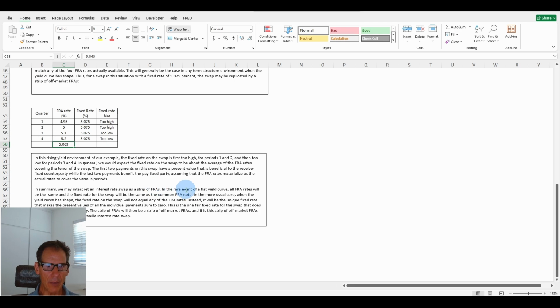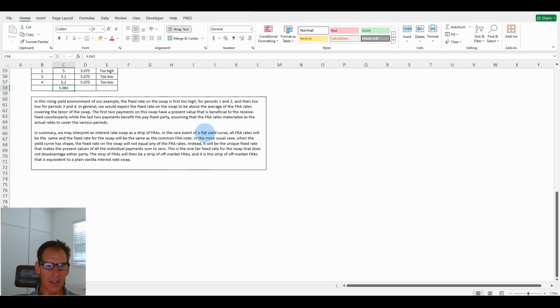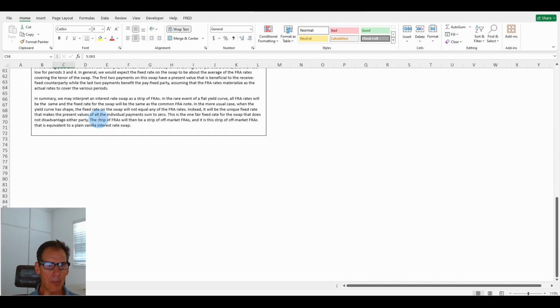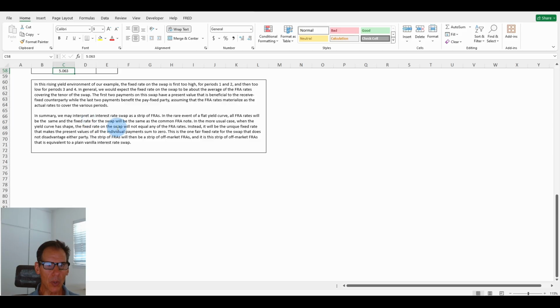In the rare event of a flat yield curve, all FRA rates will be the same, and the fixed rate for the swap will be the same as the common FRA rate. In the more usual case, when the yield curve has a shape, the fixed rate on the swap will not equal any of the FRA rates.